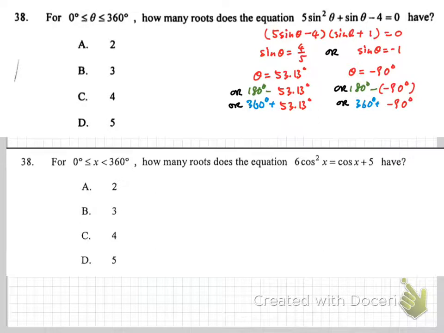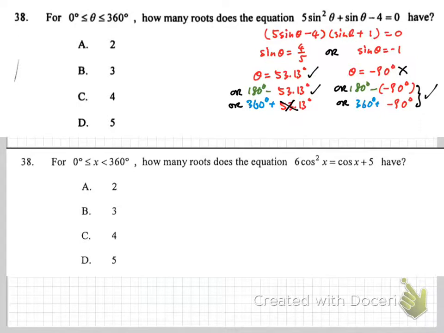We have these answers, right? The first one is within range, 53 point something. The next one is also within range. This one is out of range. This is out of range. This is 270, but they are the same. The second one is also 270. So both are the same, all right?